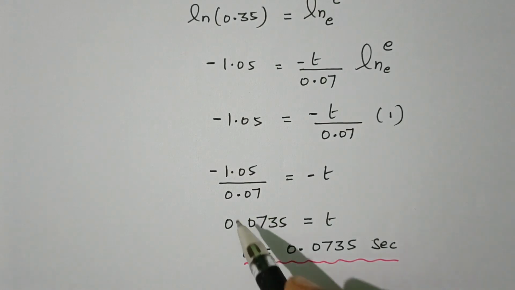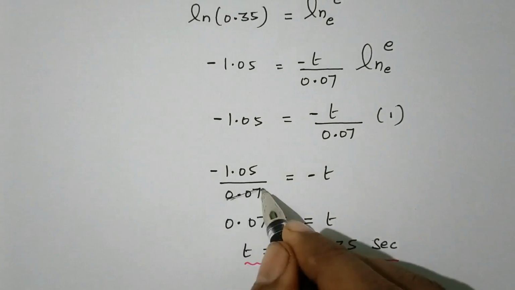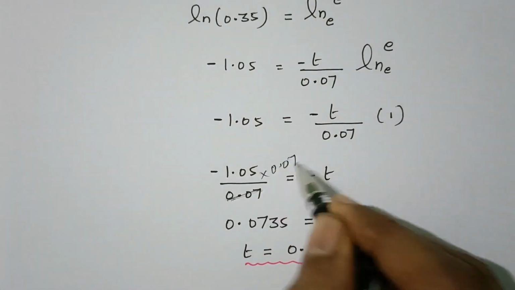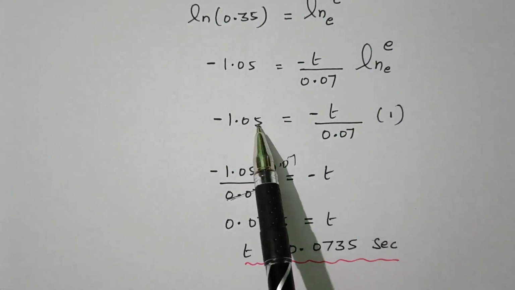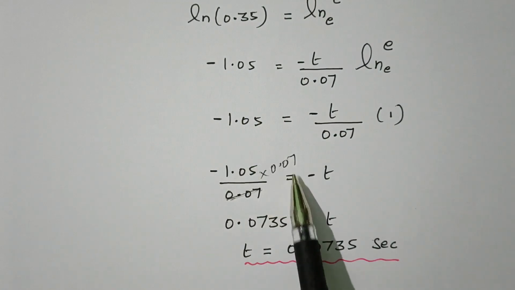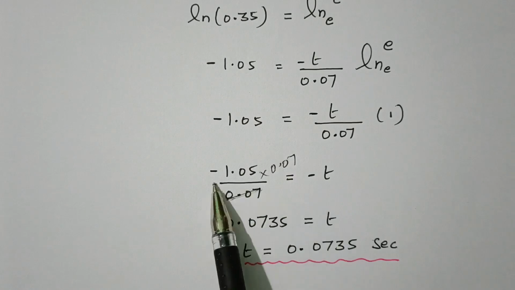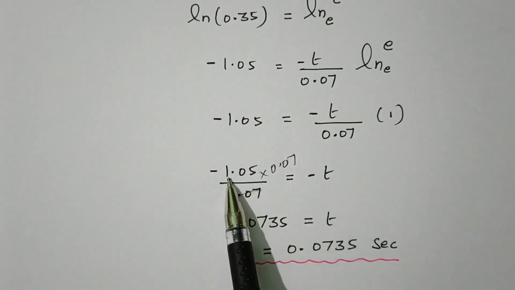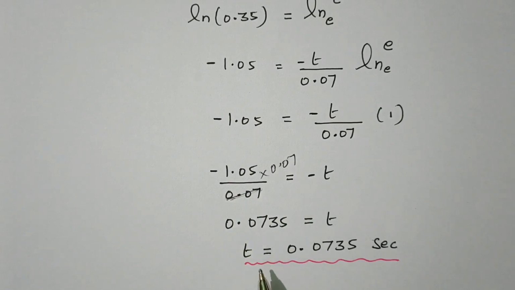So here it is not divided by, it is multiplied by 0.07. Right. So it is multiplied, not divided. So minus 1.05 into 0.07 equal to minus t. Minus is available on both the sides. So 1.05 into 0.07 is 0.0735. So the current t is 0.0735 seconds. So the time taken to reach the 25 milliampere is 0.0735 seconds.